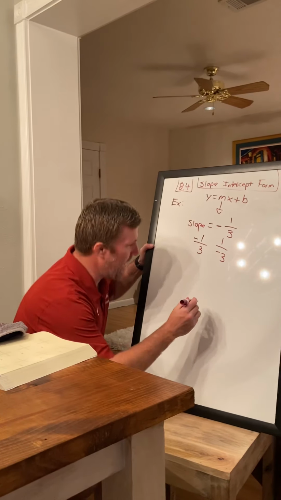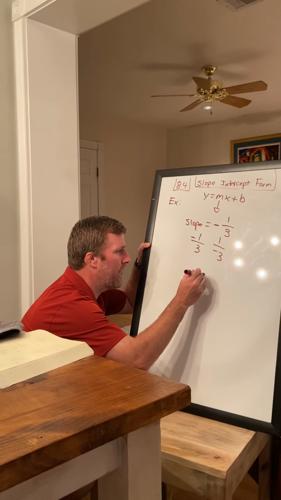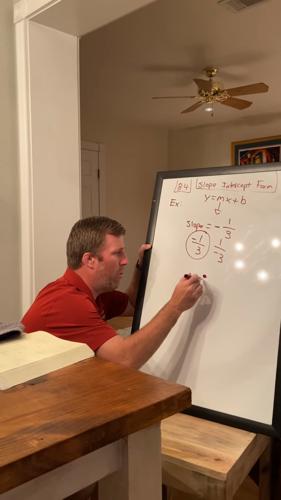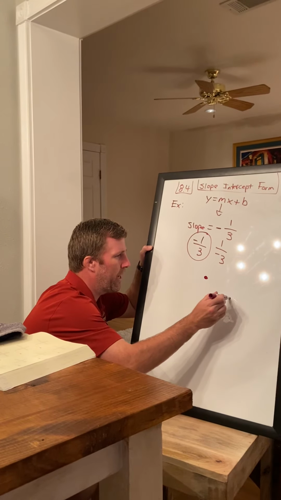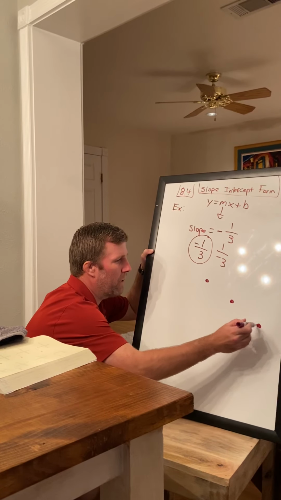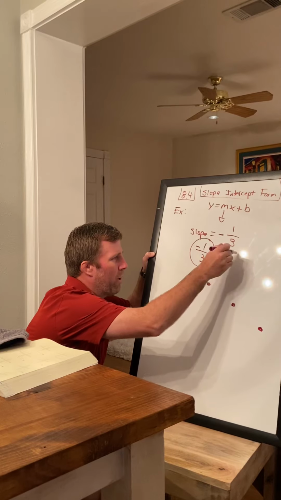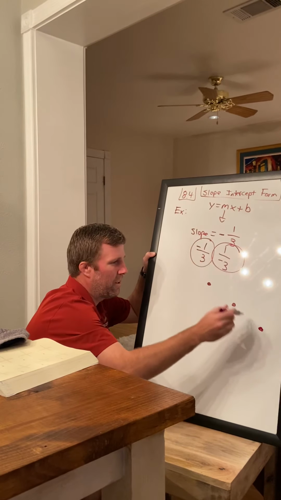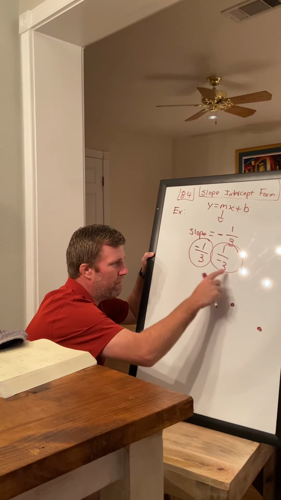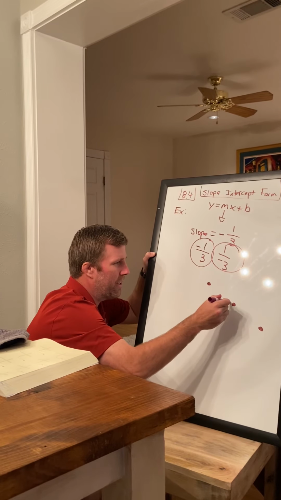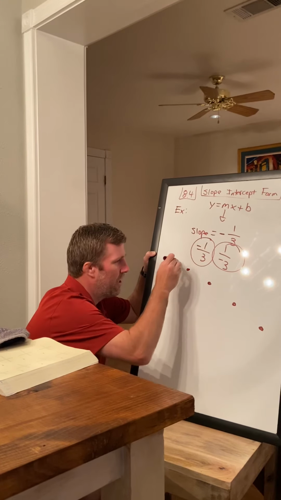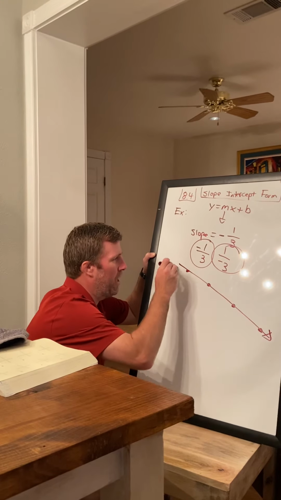Let's say I started at this point right here. Okay? And I use this slope, I would go down 1, right 3. Down 1, right 3. But if I use this one, I'd go up 1, negative 3, left 3. Up 1, left 3. It's all on the same line, okay?